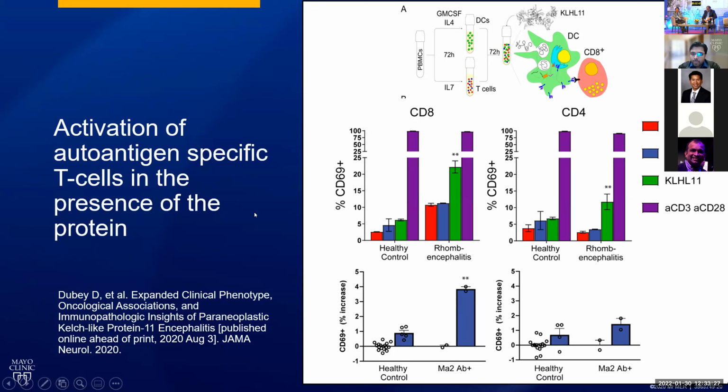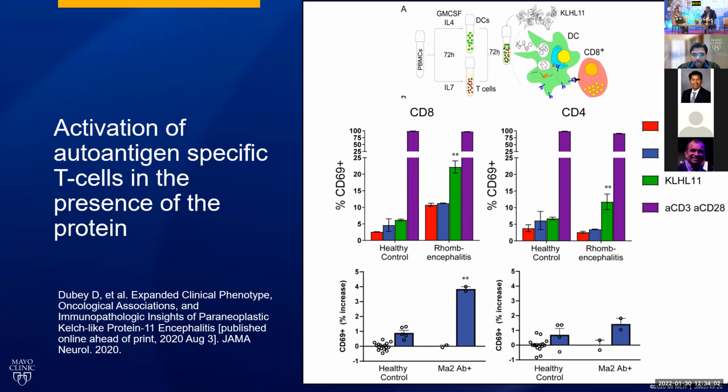To understand how this disease is caused, given the intracellular nature of the antigen, we utilized the PBMCs, or lymphocytes, from these patients and co-cultured them with antigen presenting cells in the presence of the recombinant Kelch-11 protein. And what we saw was clear activation of the patients' lymphocytes, specifically CD8 lymphocytes, in the presence of the protein, suggesting an autoantigen T cell driven disease.